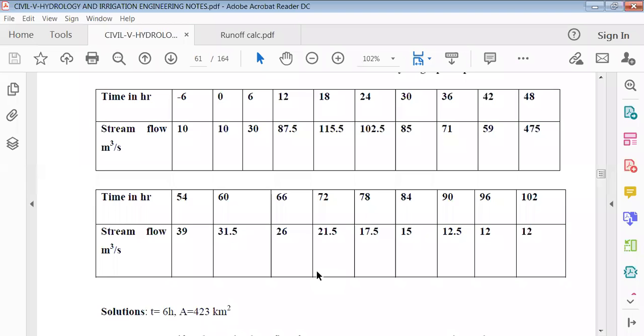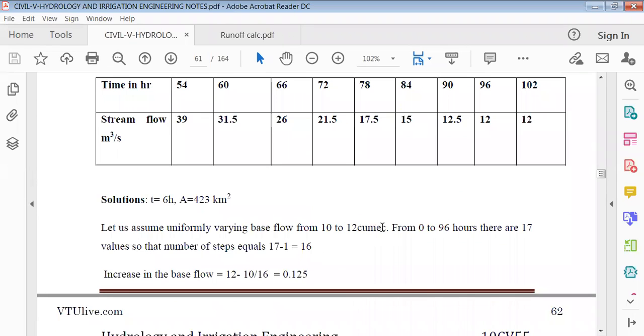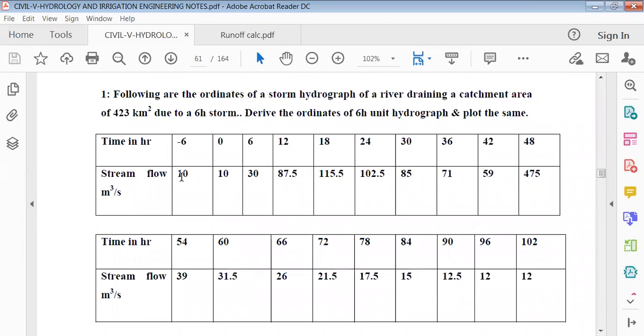In the given problem, we are taking the stream flow which has the least number. The least number here is 10, and the range is from 10 to 12. So we'll discard the first and the last point. The first point is at -6 hours, so we'll discard it and start from the 0 point. The last ordinate is the same, so we'll neglect it. Effectively we'll be considering only from 0 to 96 hours.